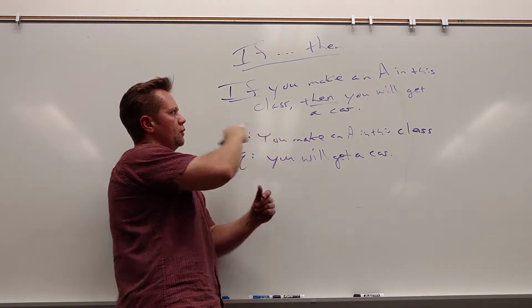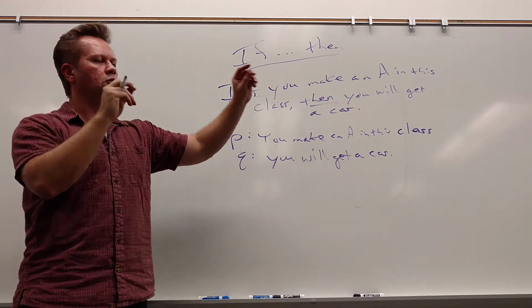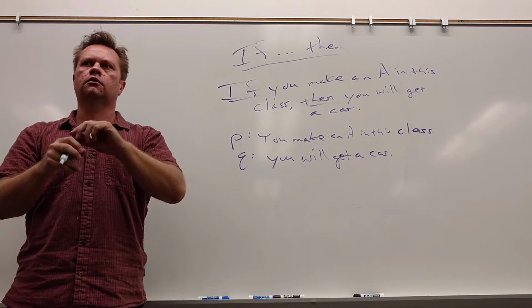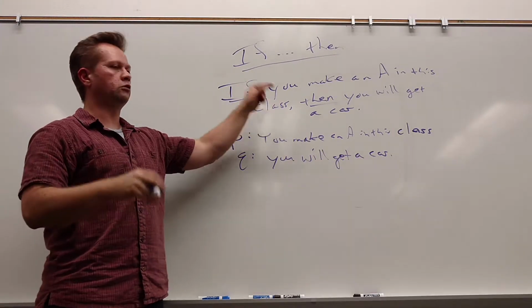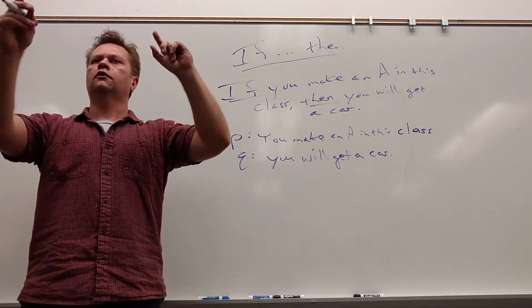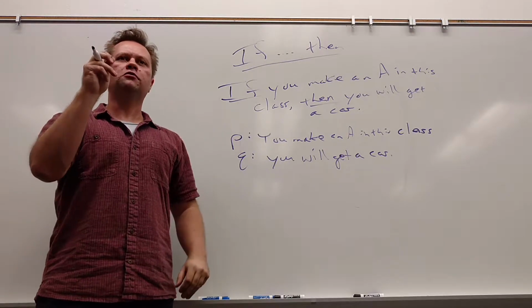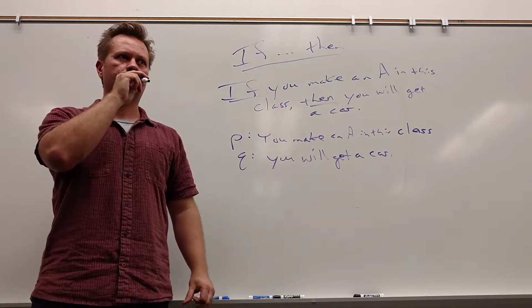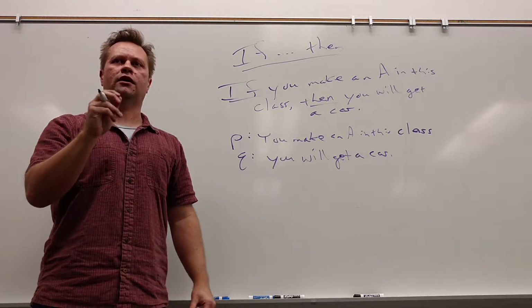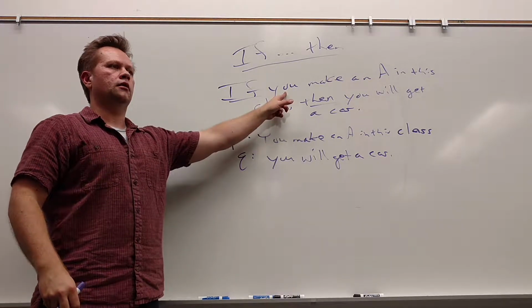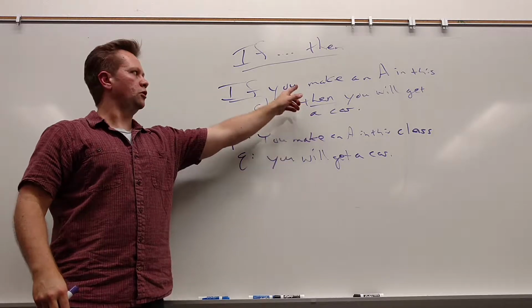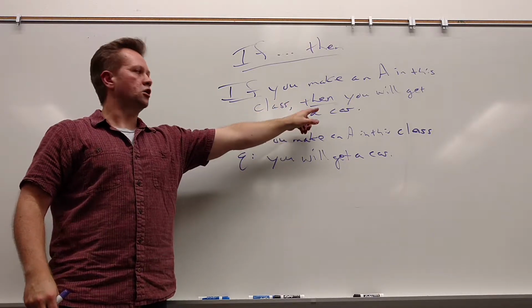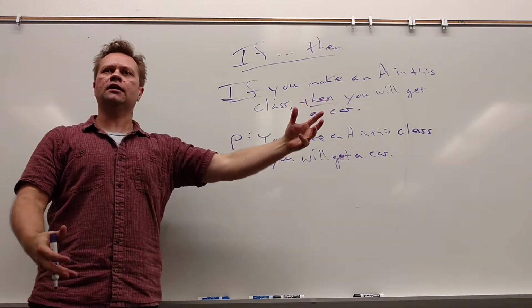Now, watch this. When will you definitely get a car? If this is true, when will you definitely get a car? If you get an A. If you don't get a car, does it mean you didn't make an A? So look at it like a contract. If you make an A, then you will get a car. So if you don't hold up your end of the bargain, does that mean I can't hold up my end?